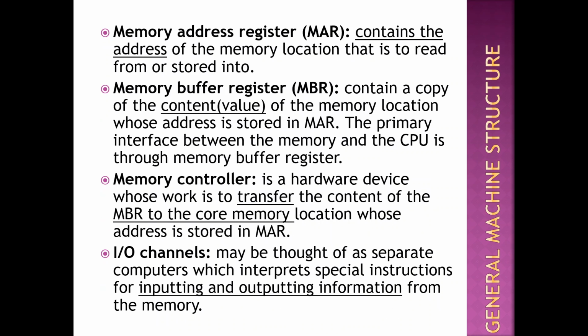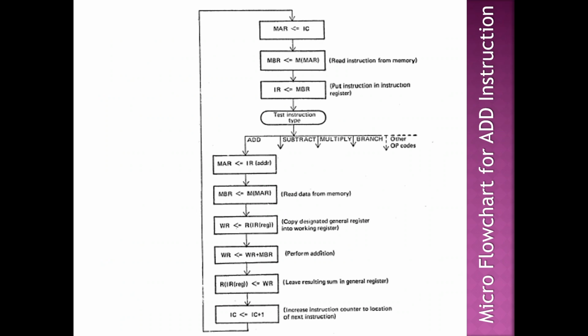Let us move on. There is a memory address register and a memory buffer register. The memory address register contains the address, the buffer register contains the value. The memory controller will transfer the memory buffer register's value to the core memory. That much you remember is more than enough. IO channels are used for inputting and outputting information from the memory. That's it. So this is the general machine structure. It's a definite 5 mark or 8 mark question. We will move on to the next topic.